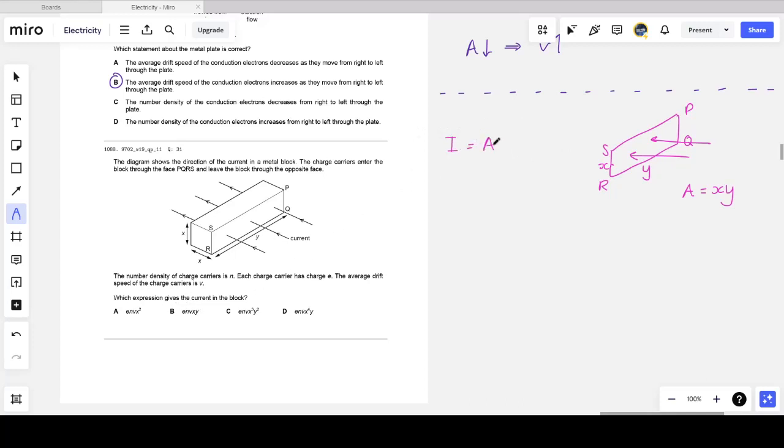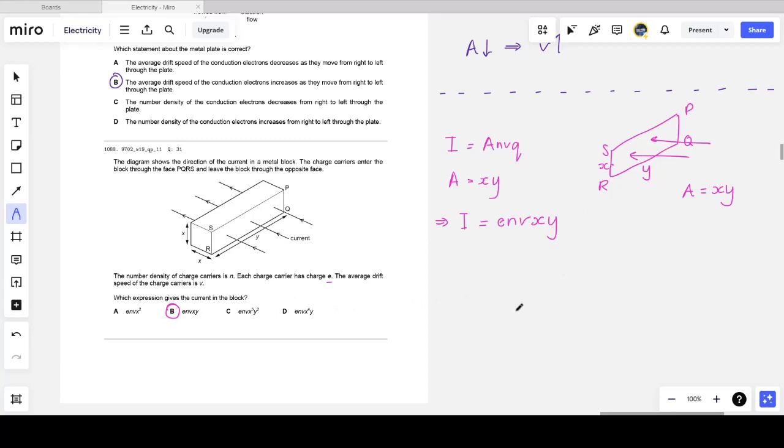But wait, the question asked me for the expression of the current, which is equal to A N V Q. But A is equal to X times Y. That means the current is the area XY multiplied by the number density of charge carriers, N, times the charge of each charge carrier, E, times the drift speed, V. So I is equal to ENVXY. I wrote the XY at the end because that matches what I see in the solution. So that corresponds with option B.